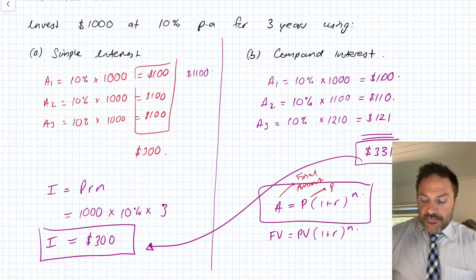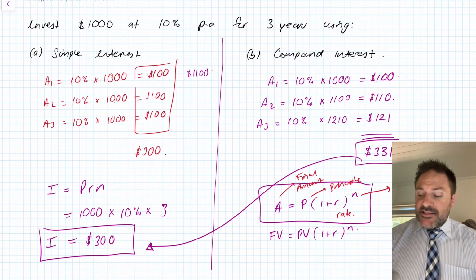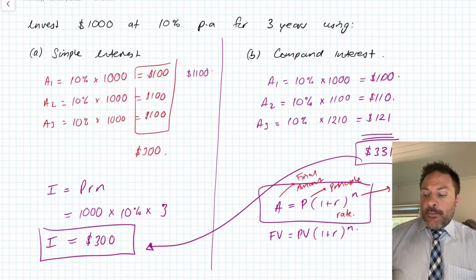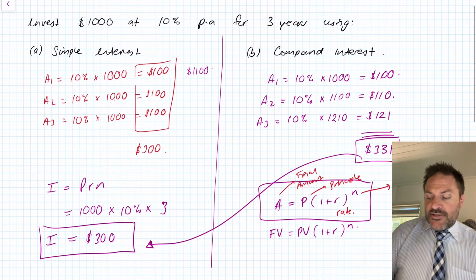Principal is still the same. Rate is still the same. N is the only kind of different one. It's still the number, but it's not number of years. It's number of compounding periods, which we'll talk about in the next couple of questions.